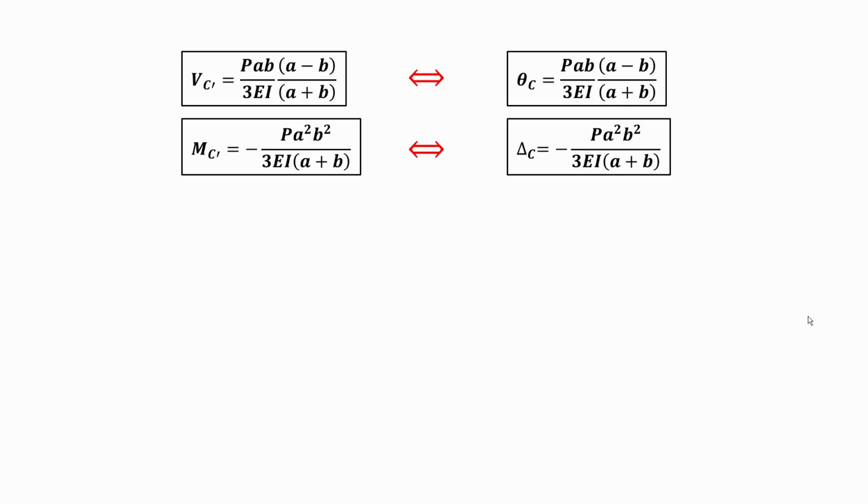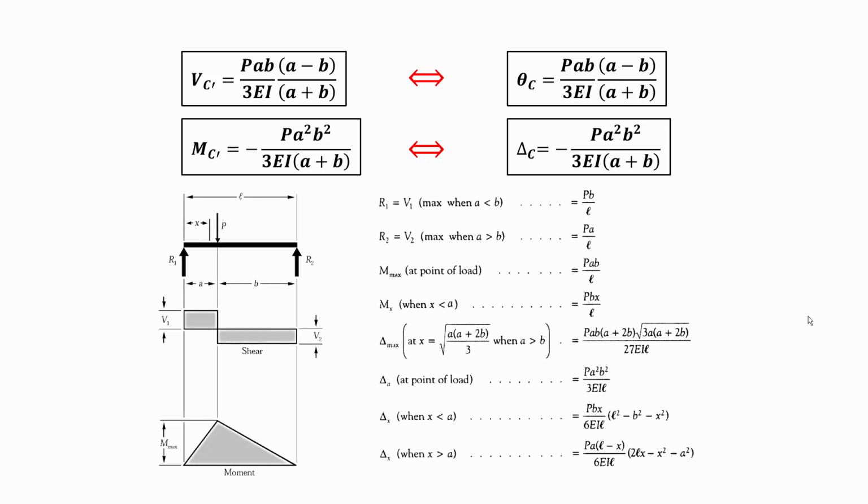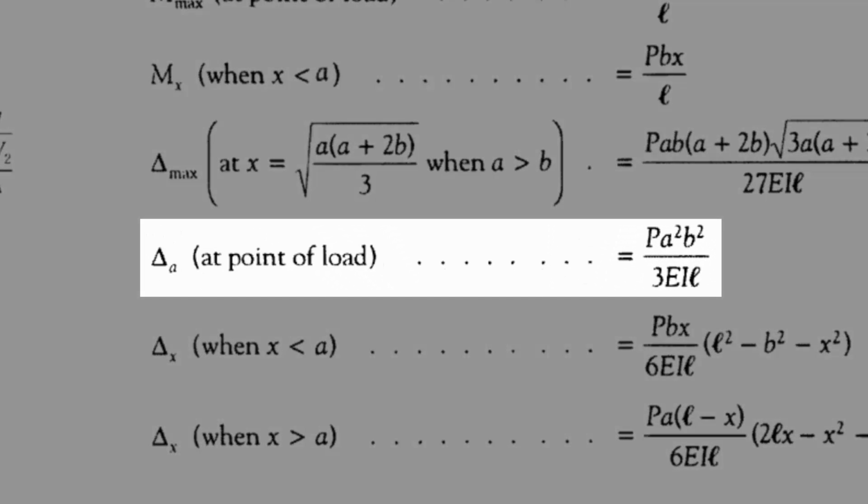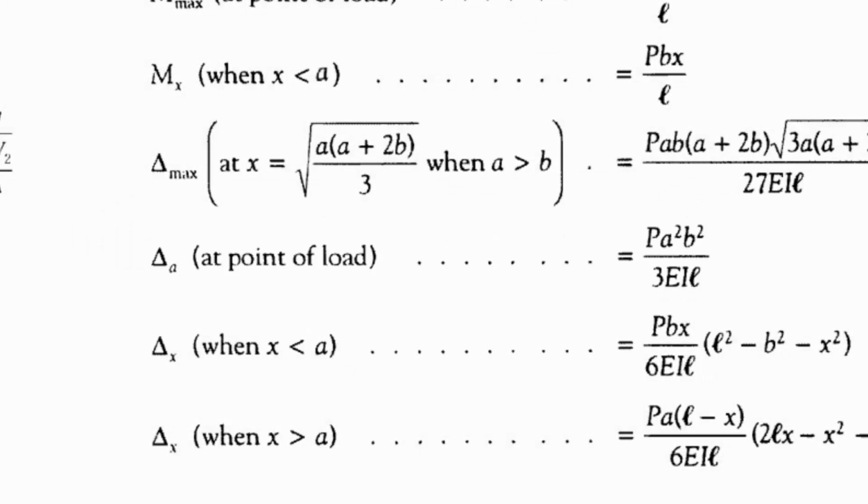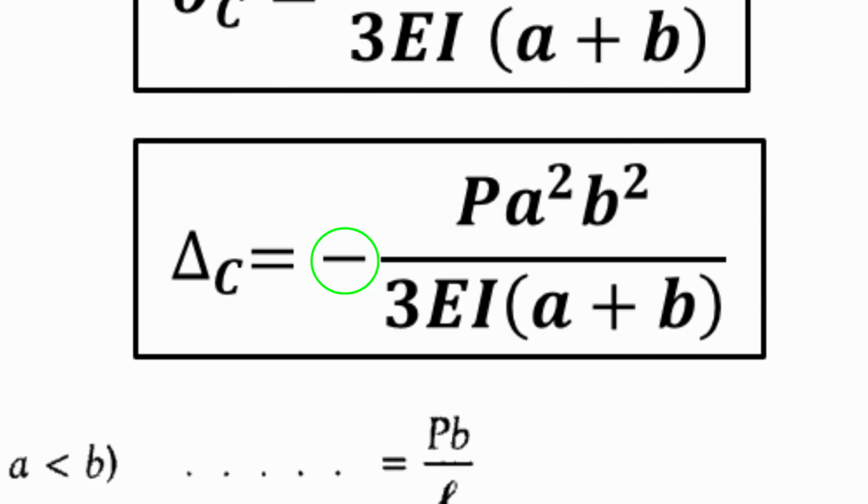So in summary, these are the things I have. I know the shear on the conjugate, which is the rotation on the real, and the moment of the conjugate, which is the displacement on the real beam. And to double check my answers, I pull this from the same reference, and you can see here that delta A at point of load is P A squared B squared over 3EIL. A plus B is L, all right? And again, the negative sign is just telling us that this point on the beam moves downwards.